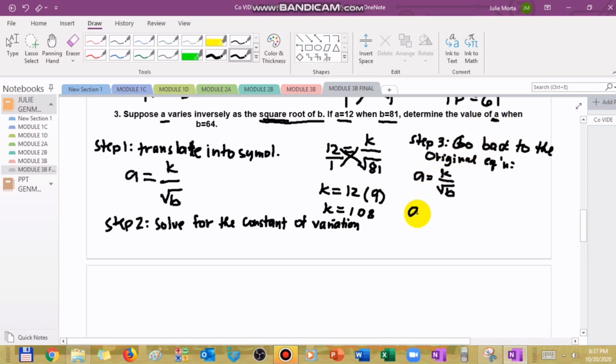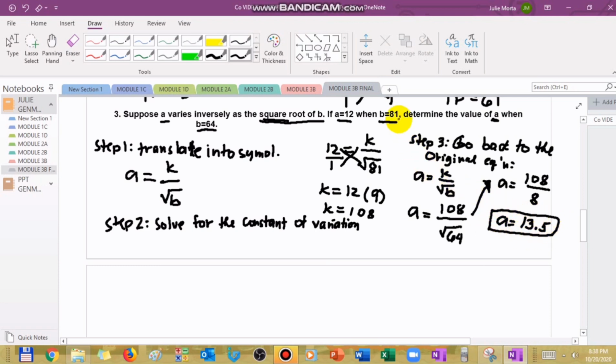So, ang A mo ay unknown. So, A is equal to yung K mo. Ito na, yung nasolve mo kanina, 108 over square root of, ito, anong square root daw ng B? When B is 64. So, square root of 64. Okay? So, A, hindi tayo mag-cross multiply kasi nandito na sila lahat sa right side. So, A is now equal to 108 divided by, anong square root ng 64? Ang square root ng 64 ay 8, kasi 8 times 8 is 64. So, A now is equal to, pag dinivide mo to, 108 divided by 8, ang sagot class ay 13.5. So, ito na ngayon yung sagot sa number 3 dito sa problem.